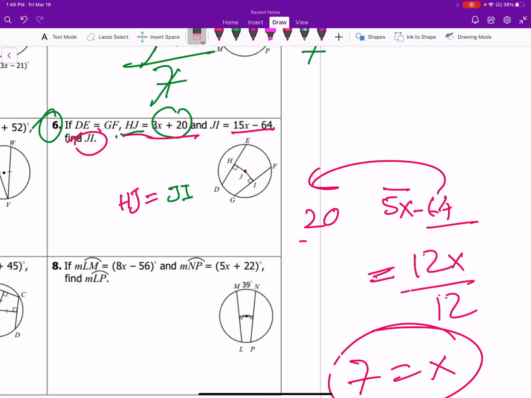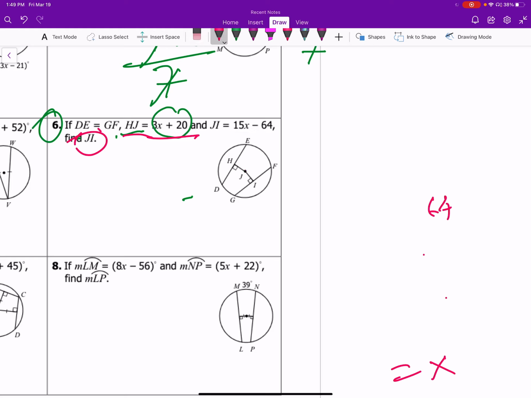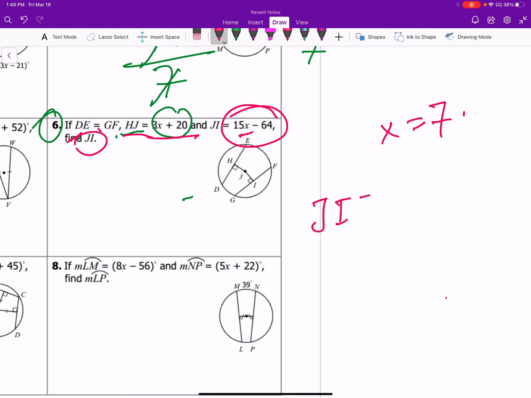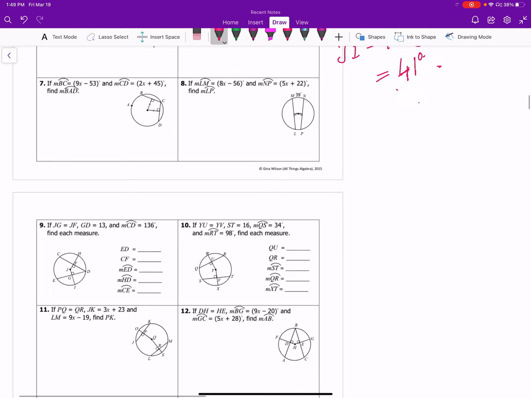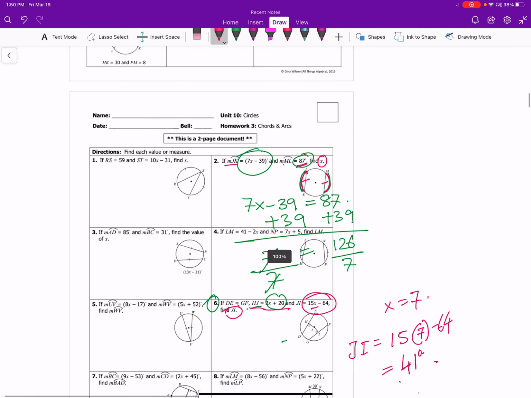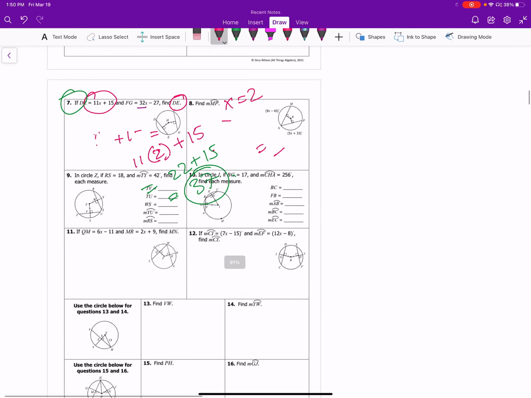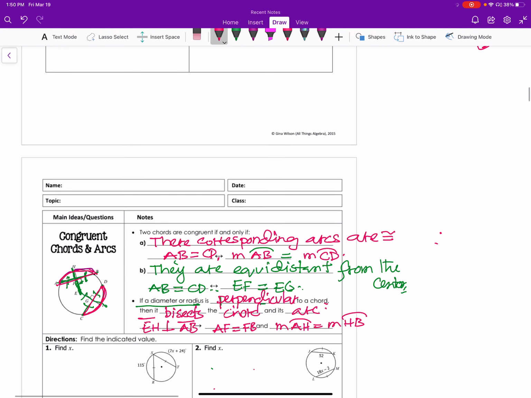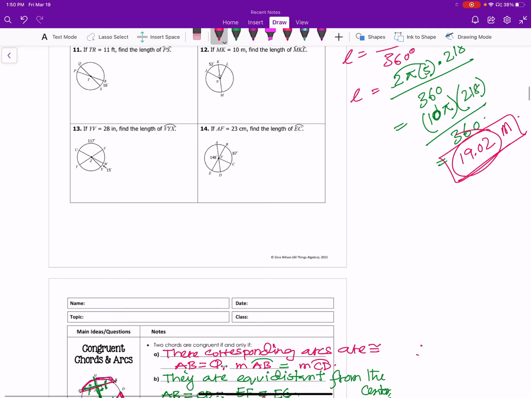Now, what is JI? You see over here, JI is this. We got our x as 7. So now you can say JI is 15 times 7 minus 64. We calculate it, we get 41. That's 41. That's it. I hope it helps you, and look at the formulas in a good way. This and the other things that I have given you, work them out. Okay. Thank you very much.